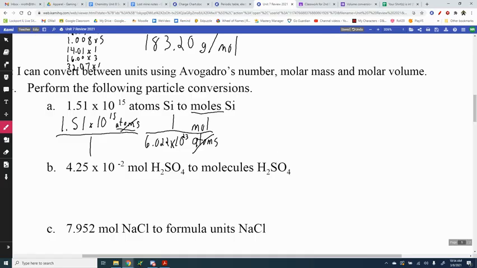So now we just do our math. We do 1.51 times 10 to the 15th divided by 6.022 times 10 to the 23rd. We get 2.51 times 10 to the negative 9th, and we've got to make sure we put our units, moles.